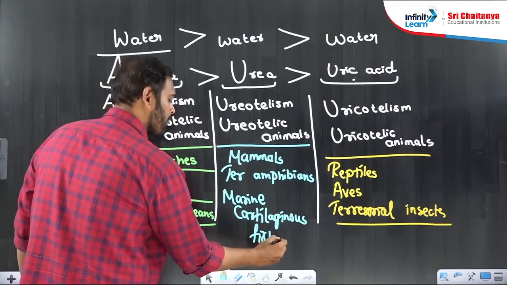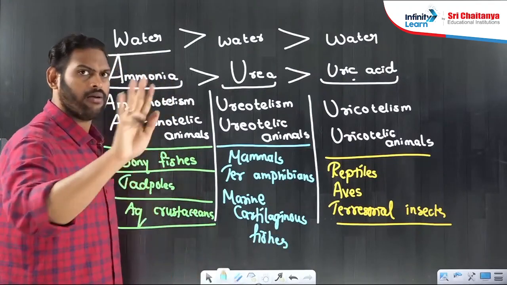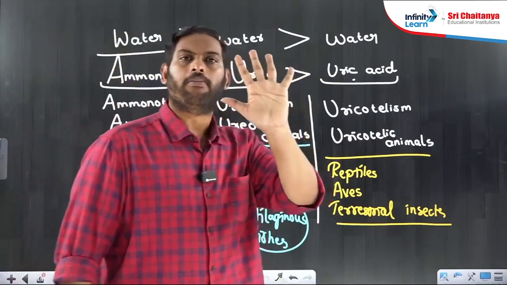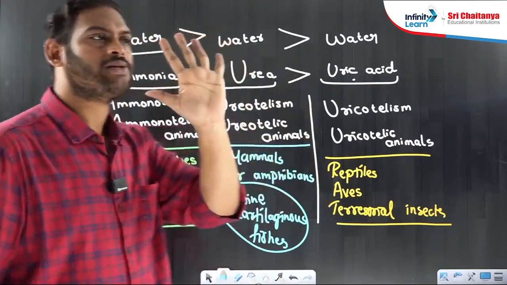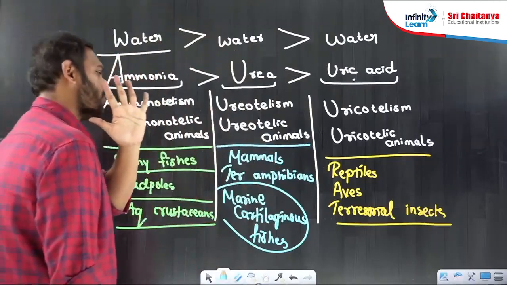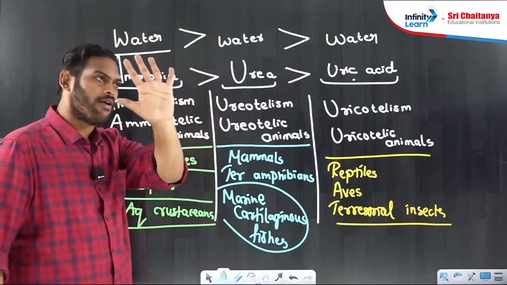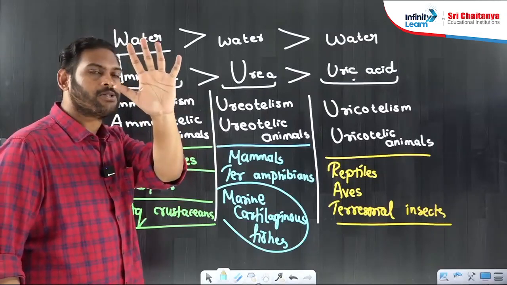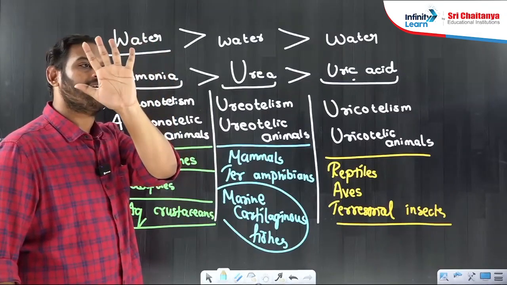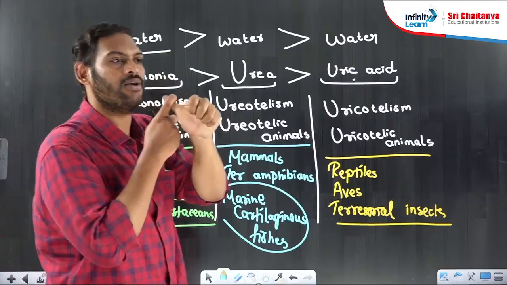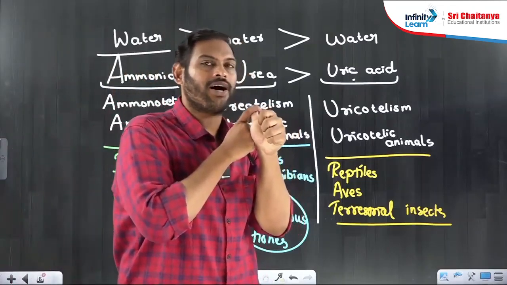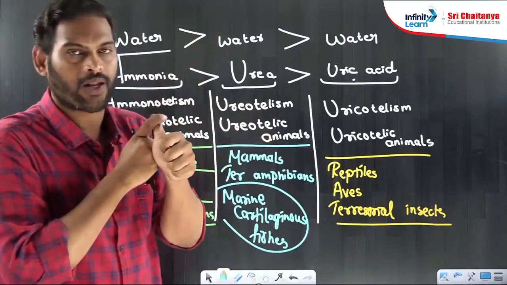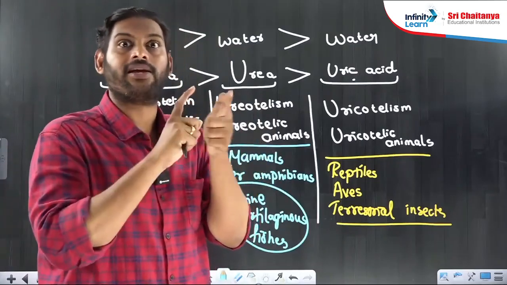A question for you now. Guys, can you give me 5 examples of marine cartilaginous fishes? Try this. Give me any 5 examples of marine cartilaginous fishes. Shark. Yes, very good. Shark is good. Scoliodon, dogfish. Yes. Shark. One more. Rays.